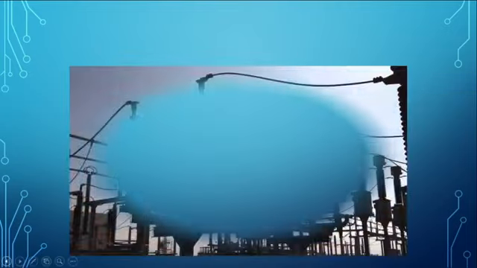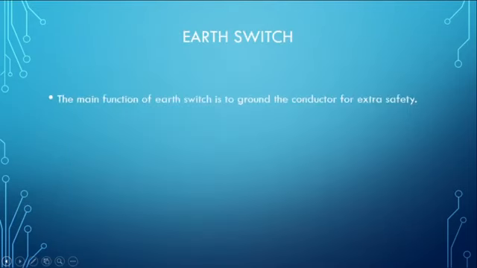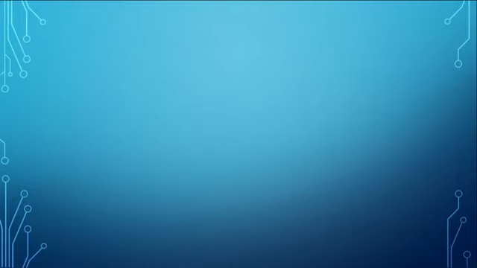Another safety component of a grid is the earth switch. The main function of the earth switch is to ground the conductor for extra safety. The earth switch is interlocked with the line isolator, so when the isolator is opened, the earth switch is closed and vice versa. This is done for extra safety to avoid any mishap.